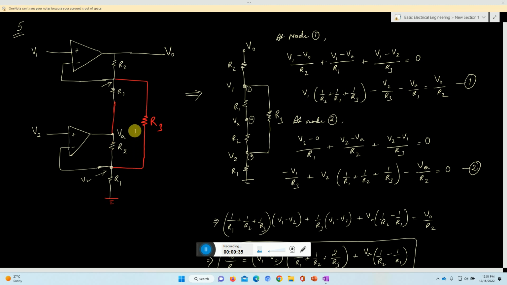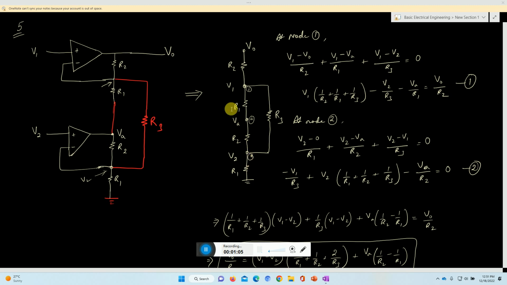In this particular case, how do we solve it? Since V1 is connected to the non-inverting terminal, the potential at the inverting terminal is also the same V1. So the potential over here is V1, which is reflected here as V1. Similarly, VA is written here as it is, and here V2 is the potential at this minus point, and that way this potential is also V2. So we have written V2 here.